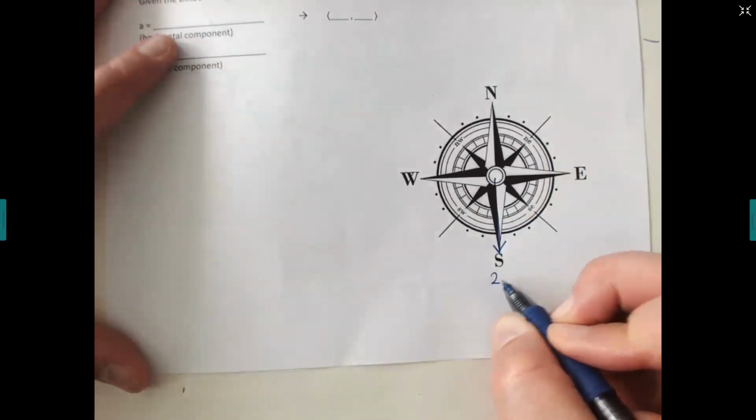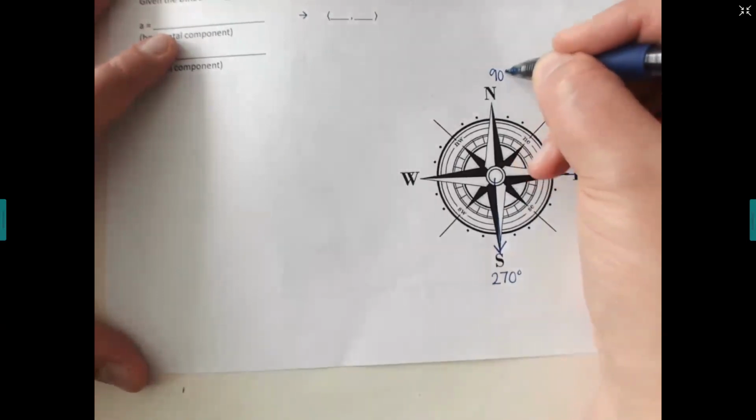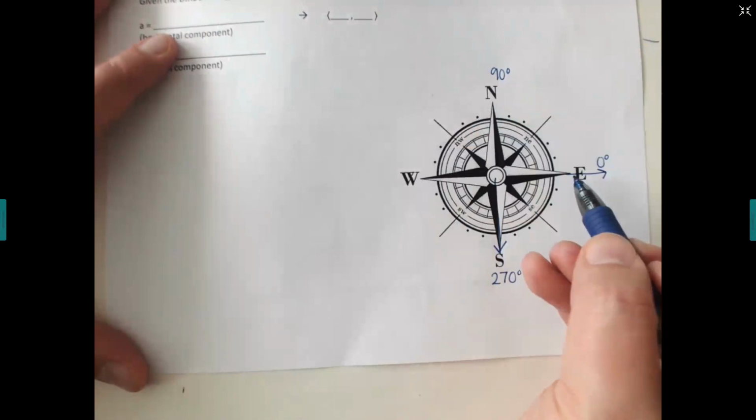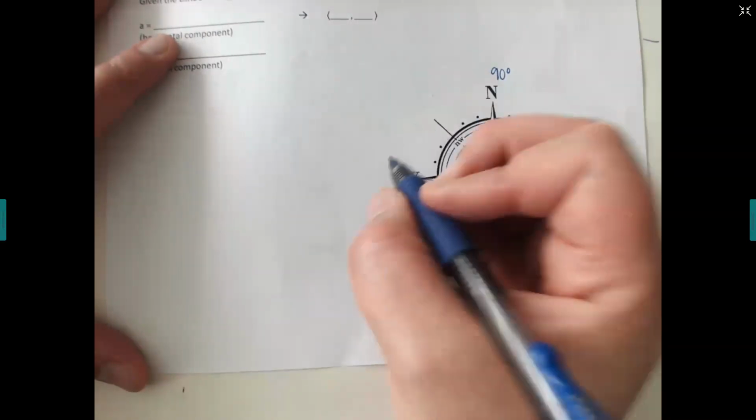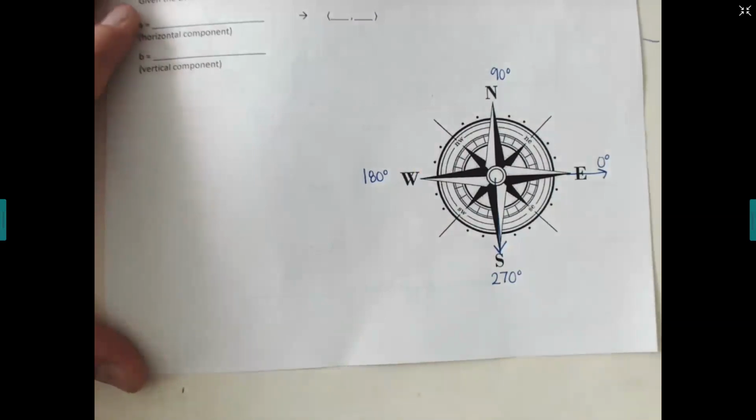Good. Now, while we're here, can we fill in the other main ones? What would east be? I'm gonna put 0, but 360 is also right. And then what would north be? 90. And then what would west be if I go halfway around the circle? 180. Okay, so now let's go back to our problem.